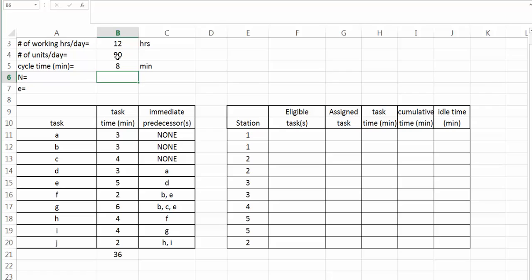Next, let's find out about the minimum number of workstations needed, capital N. Here's what we're going to do. N is equal to total task time 36 divided by 8. But keep in mind, the number of workstations has to be an integer. In our case, 36 divided by 8 would be a decimal. So we are going to round it up, keeping zero decimal places. And we are going to need at least 5 workstations to ensure a cycle time of 8 minutes.